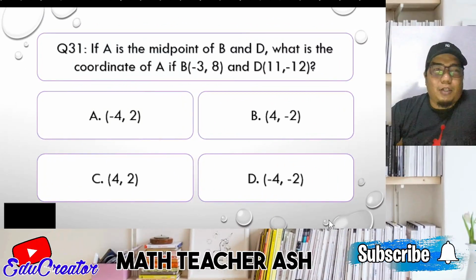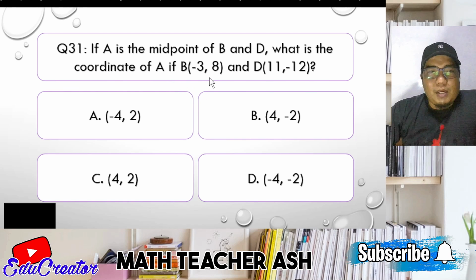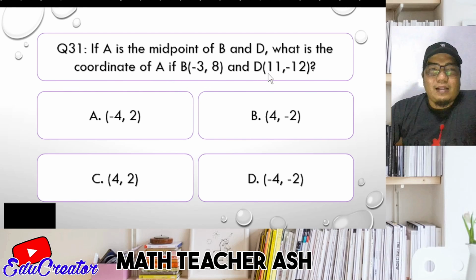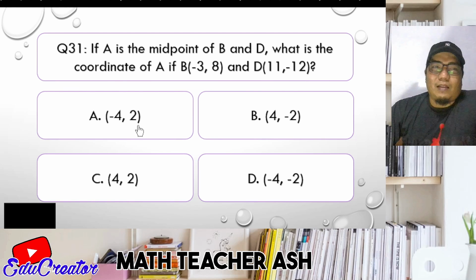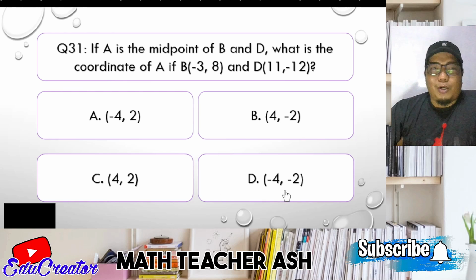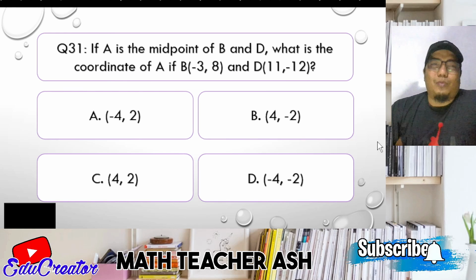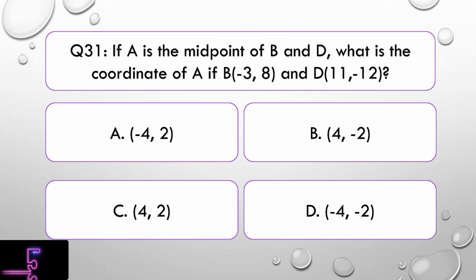Question number 31. If A is the midpoint of B and D, what is the coordinate of A if B is -3, 8, and D is 11, -12? Okay, is it A, -4, 2, B, 4 and -2, C, 4, 2, or D, -4 and -2? Okay, I'll give you 5 seconds to answer this question.